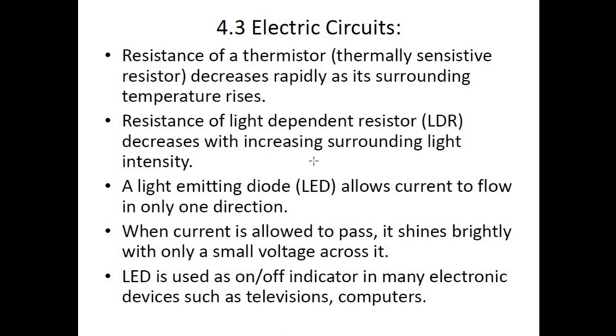A light emitting diode, or an LED, allows the current to flow through it in only one direction while producing light. When the current passes through it, it shines brightly with only a small voltage across it. LEDs are usually used in circuits as an on or off indicator or simply to light things up.